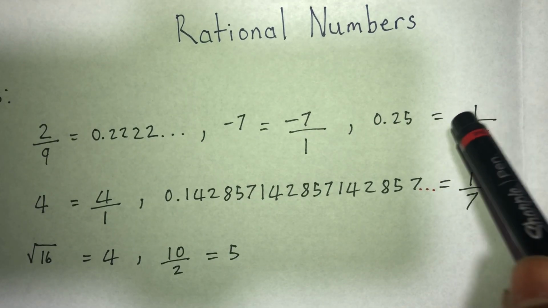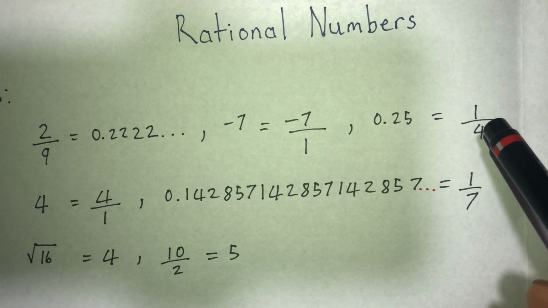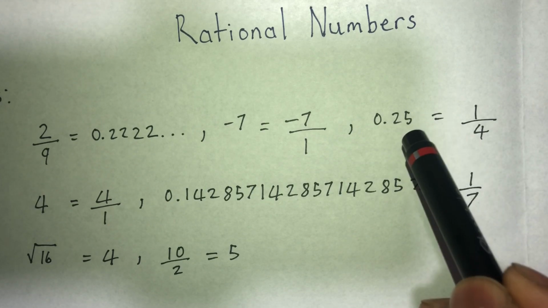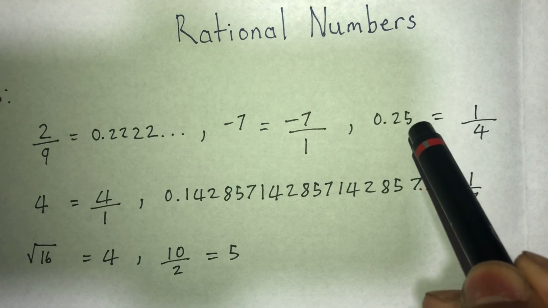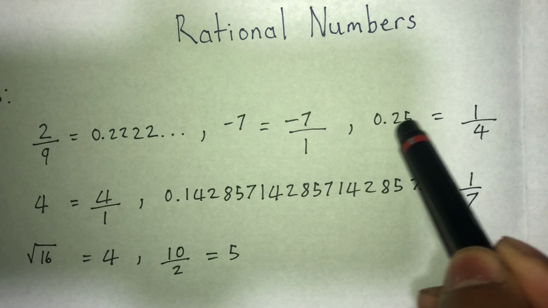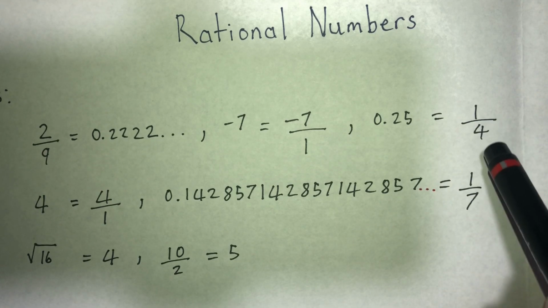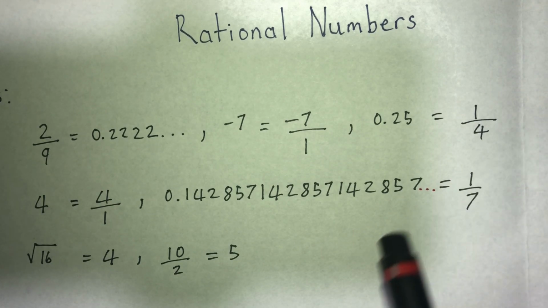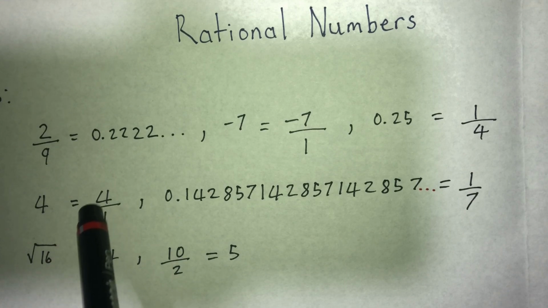0.25 equals a quarter or 1/4. This is a terminating decimal, and as we explained in our definition, this fits the description for a rational number. Here we have 4, which can be written as 4 over 1.